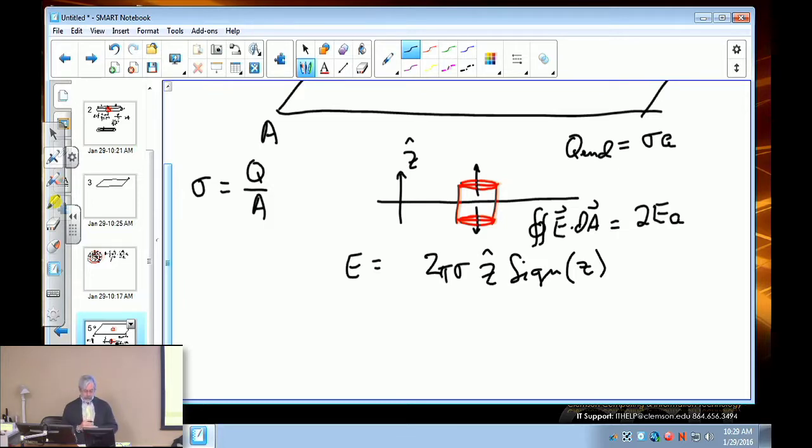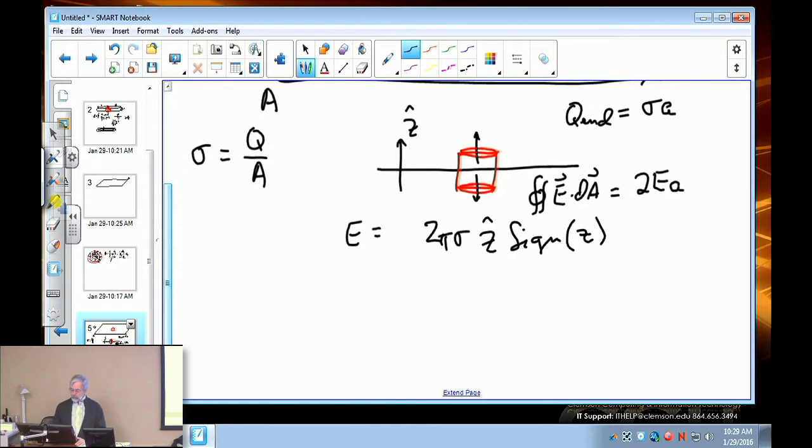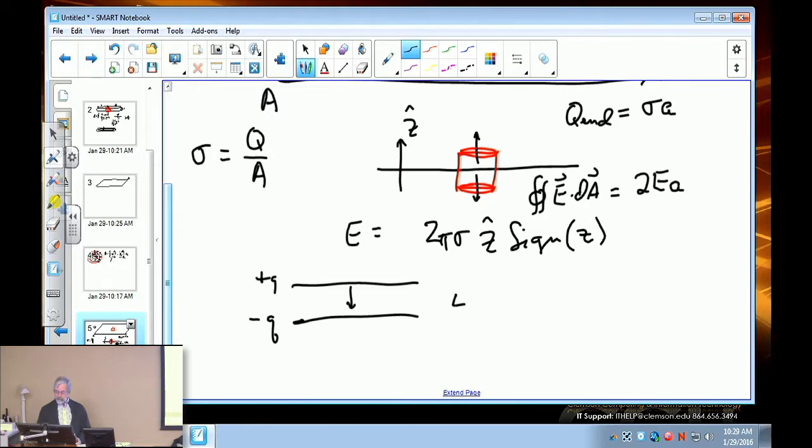Now you can do the same argument with parallel plates. You could have two parallel plates with the same charge, or two parallel plates with opposite charge. You can figure out what the electric field is in between. If the two parallel plates have opposite charge, plus Q and minus Q, then there's no electric field outside. There's an electric field inside, which points in this direction. The magnitude of the electric field in here is 4 pi sigma, where sigma is the charge divided by the area of the plates. And it points from positive charge to negative charge, right?